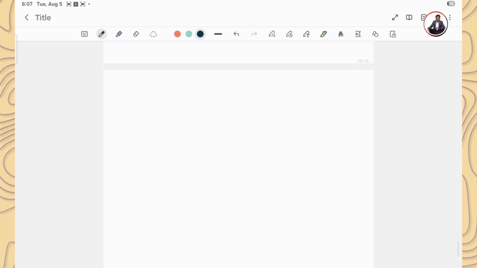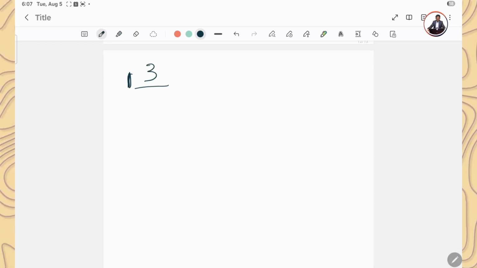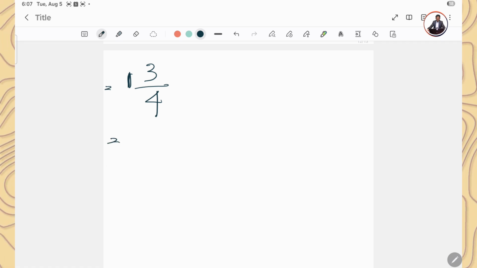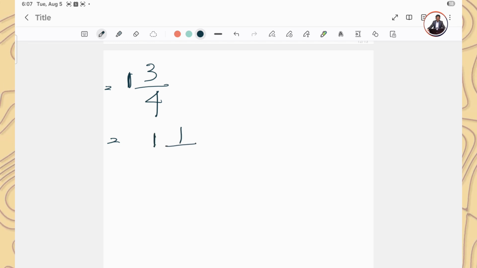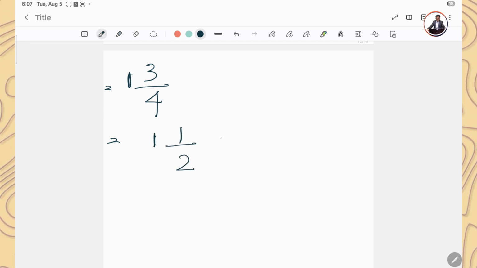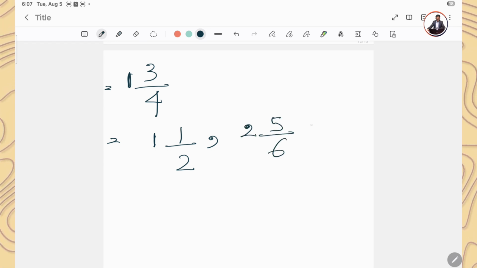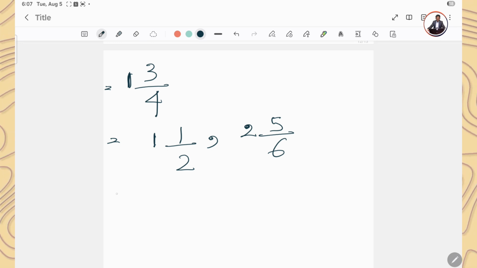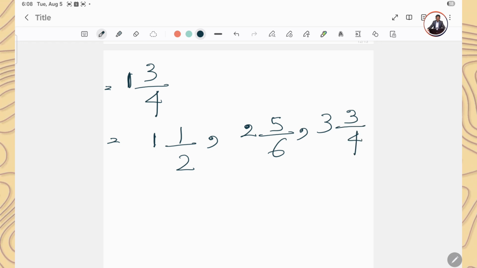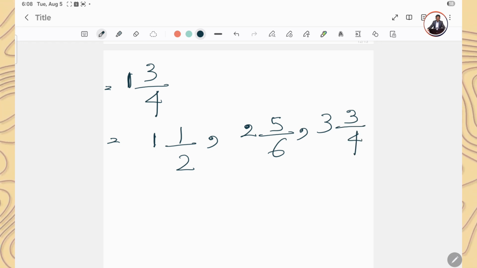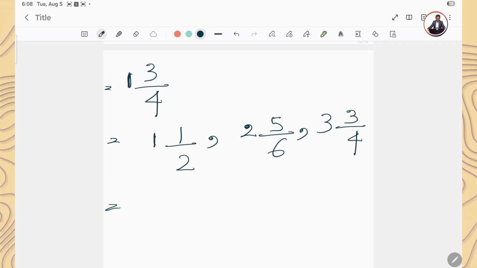Now here, look at this example. 1 and 3/4. This sort of fraction we call a mixed fraction. 1 and 1/2 is a mixed fraction, and 2 and 5/6 are mixed fractions, and 3 and 3/4 are mixed fractions, right? Those mixed fractions we can convert into improper fractions.